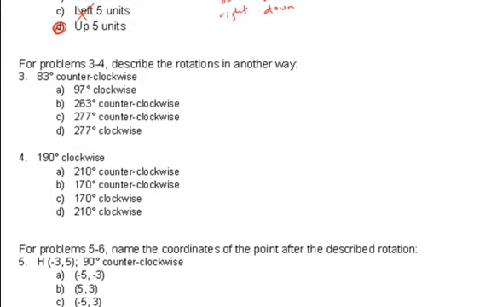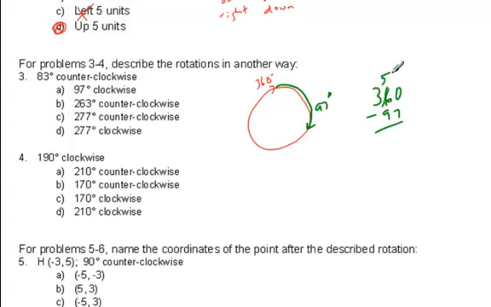Okay, number 3. Describe the rotations in another way. We know going around a circle is 360 degrees. So if I'm going 97 degrees of that, which would be a little bit more than a quarter, so there's 90, and then a little bit more. So that's 97 degrees. I need to know how much more that is. Well, if it's 360 degrees total, and I've used 97 degrees, then what am I going to do, Wyatt?